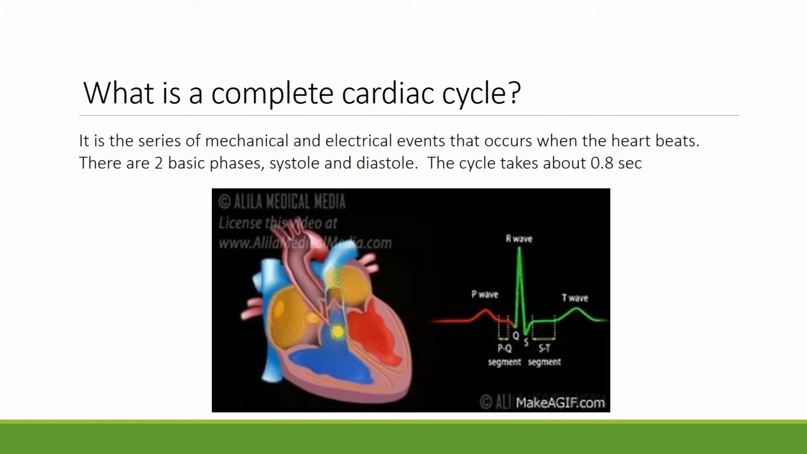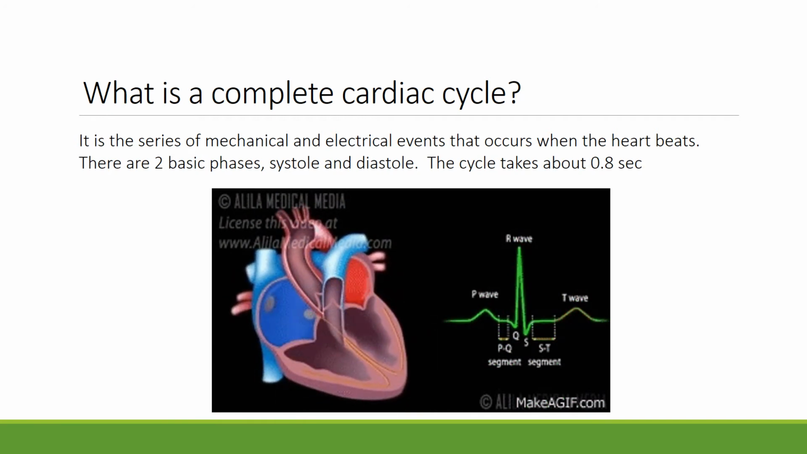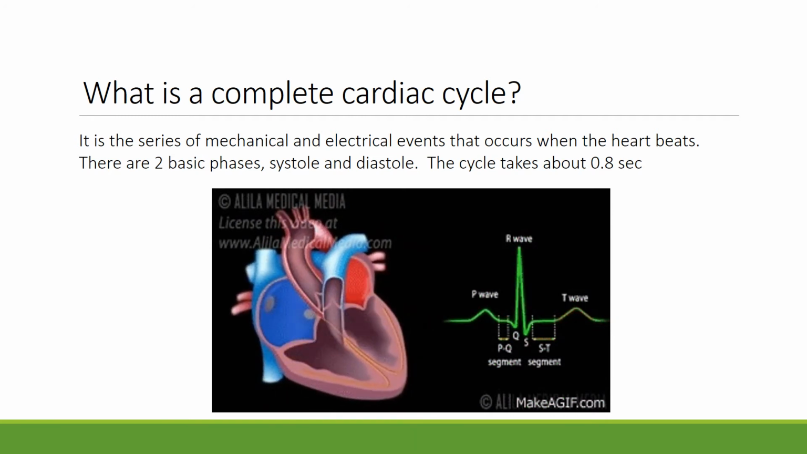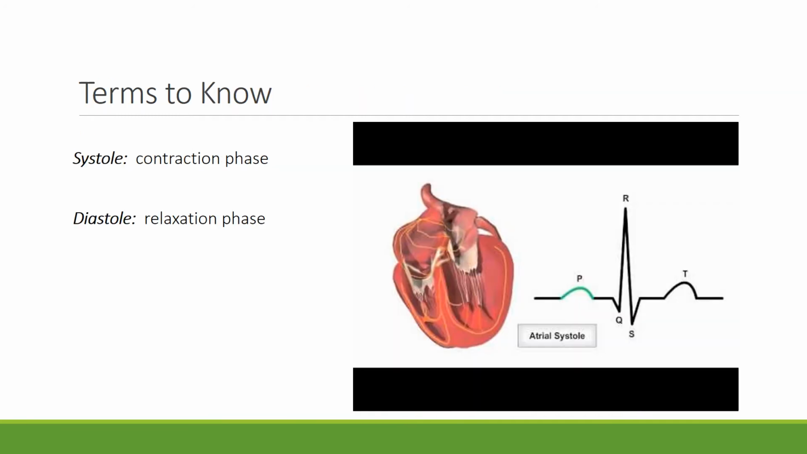I mentioned the term complete cardiac cycle. A complete cardiac cycle is a series of both mechanical and electrical events that occurs when the heart beats. There are two main phases, and they are known as systole and diastole, and we'll talk about those in just a minute. The cycle takes about 0.8 seconds. Two very important terms that we will be using and that you should know are systole, which is the contraction phase, and diastole, the relaxation phase.